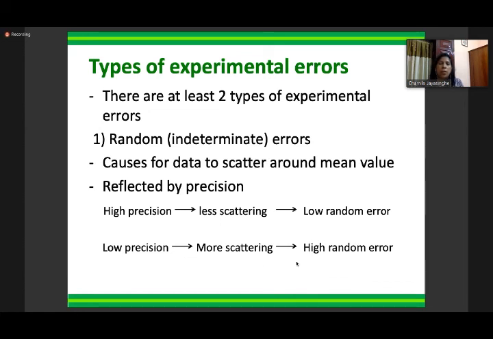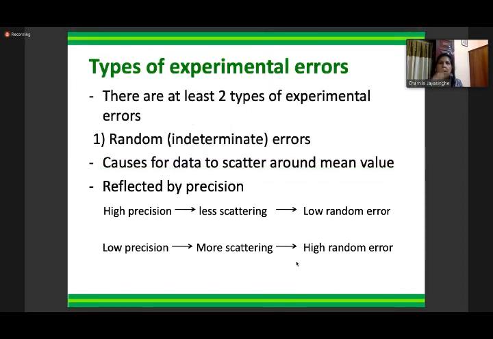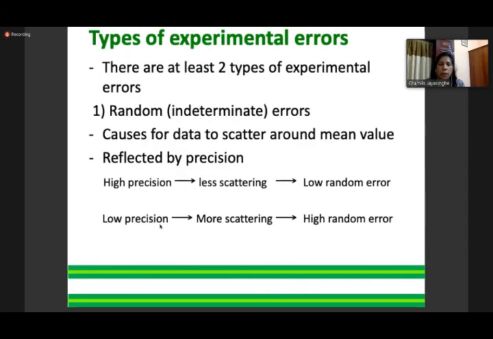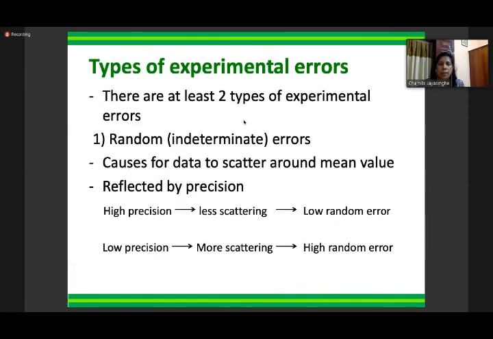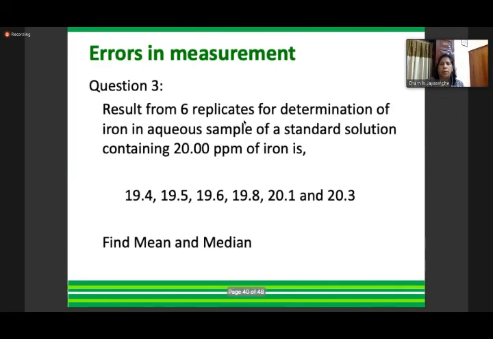So it shows in your other picture. No, you have seen earlier that the red color circles and the dots are there. So by that you can understand this point. So systematic error. Do you want to go to that point? So keep in mind that high precision, less scattering, low random error. Let's go.